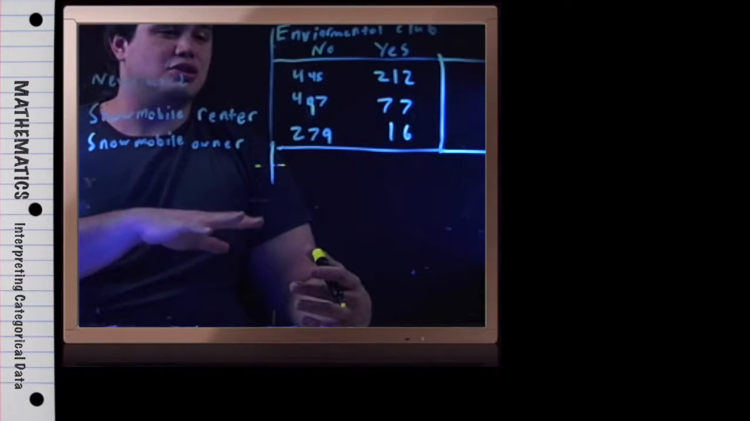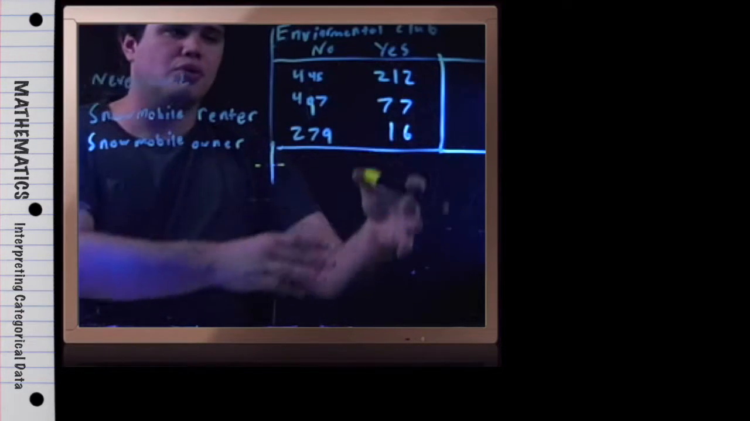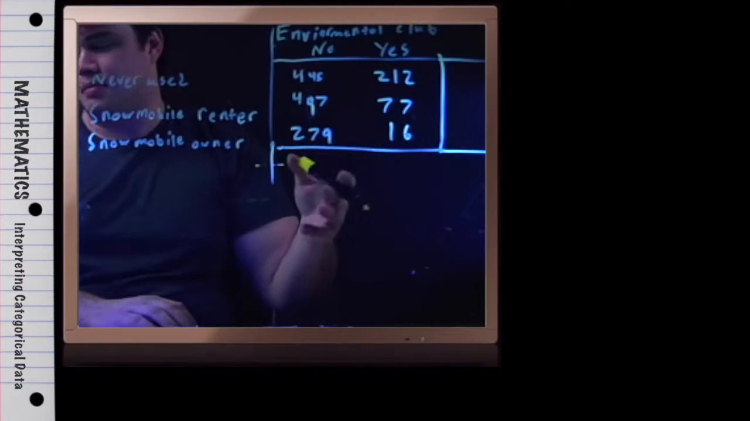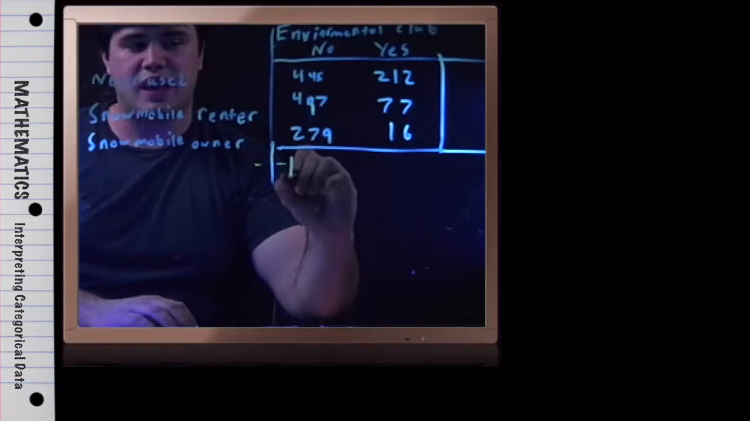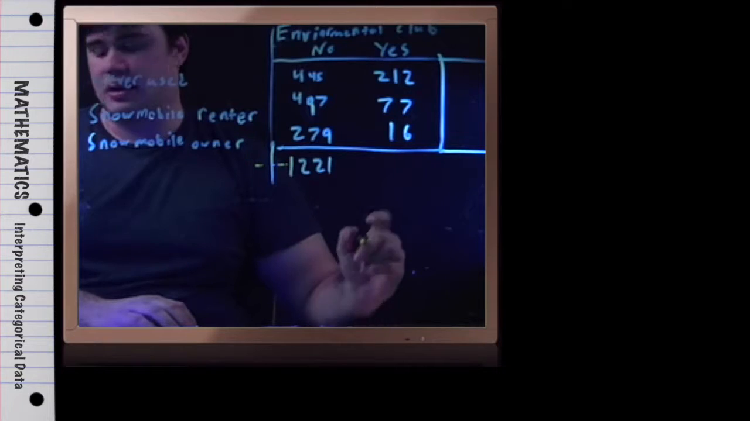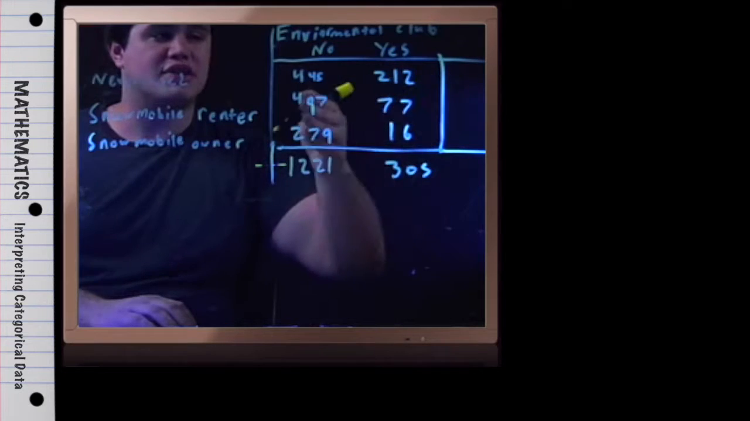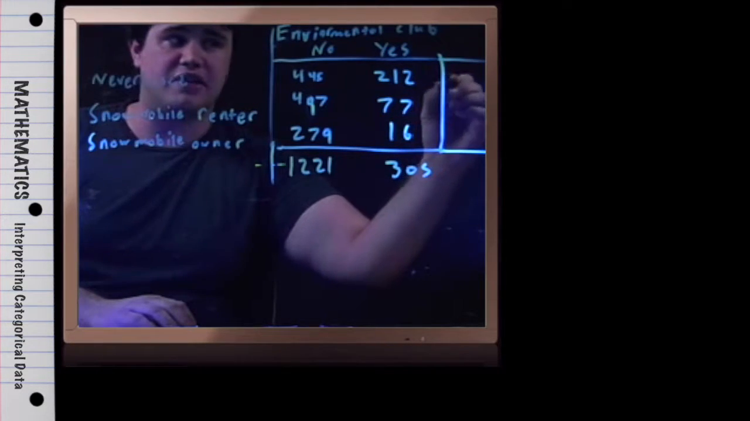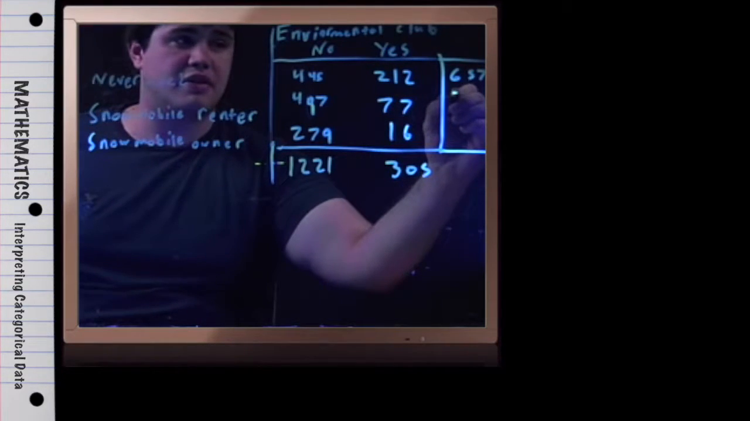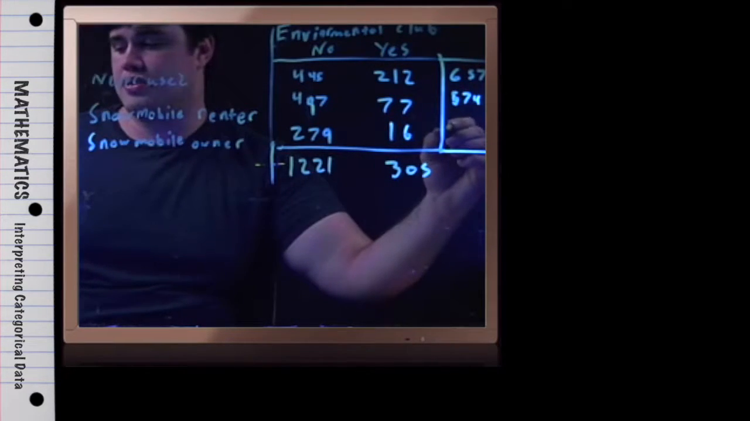Before we can actually get into looking and analyzing what this data does, let's go ahead and see if we can make these totals by just simply adding up straight across the rows. So if we add straight down, we get to the bottom and we see that we're going to have a total here which is 1,221. Over here we're going to go straight down again and we're going to see we have 305. Over here on the side we're going to go across the rows, so this one is going to be 657. And this one is going to be 574. And then finally we're going to have 295.